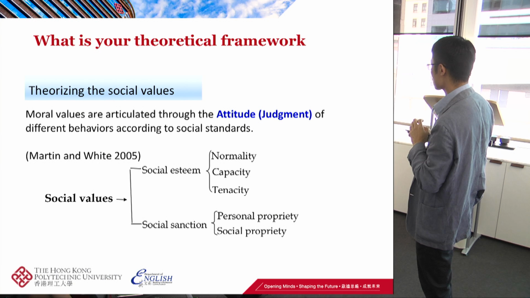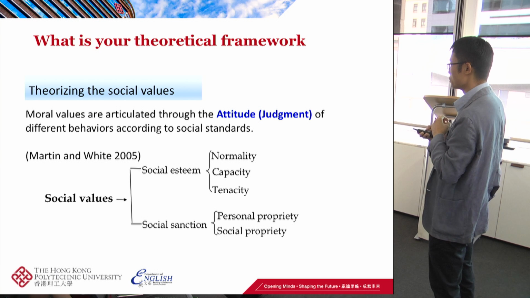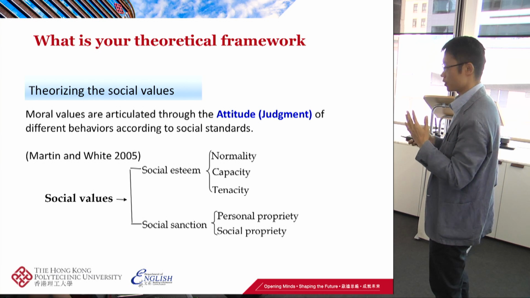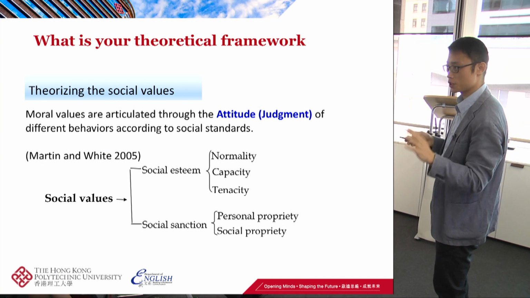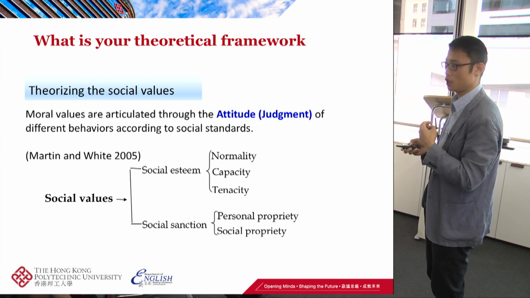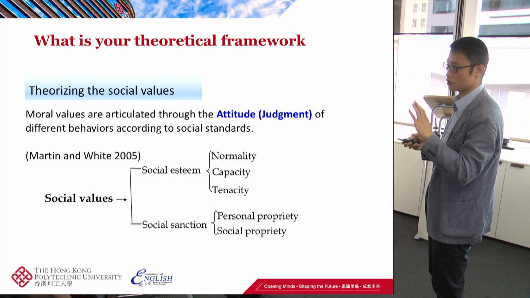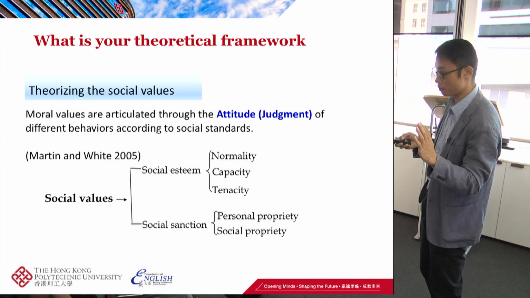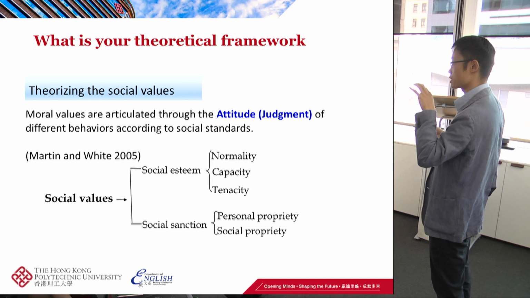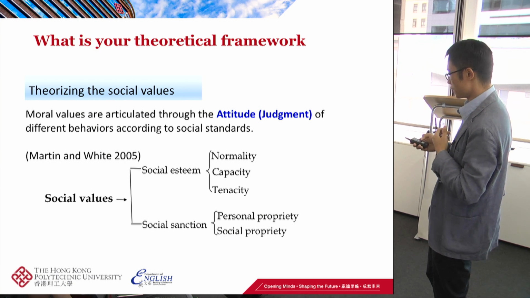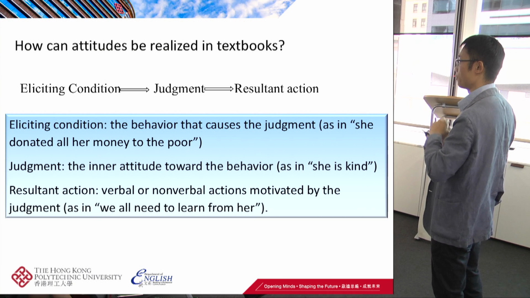And the second aspect is social sanction. It's something that is related to rules and punishment, right? So, for example, you can't shout in the library, you can't litter, and then in terms of social propriety, protecting the environment, don't abuse animals, things like that. Okay, so esteem is something that we would respect, and sanction is something that we have to abide by. Yeah. So then the second level of the framework is how these values are realized.